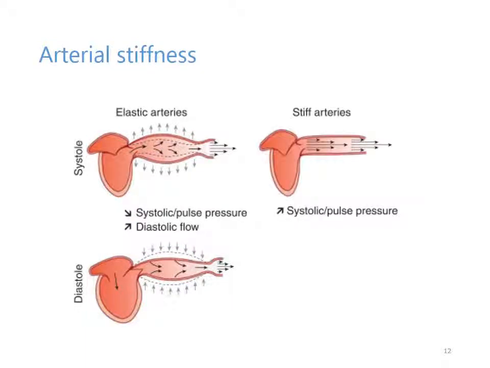In aging, the arteries become more stiff. So during systole, the stiff arteries will not be able to expand to absorb some of the pressure. This results in a high systolic blood pressure. During diastole, there is also no elastic recoil to help push the blood forward, so the diastolic blood pressure would usually be low.